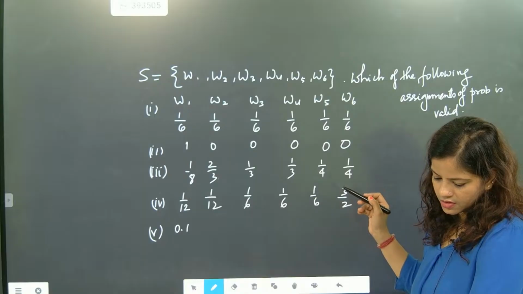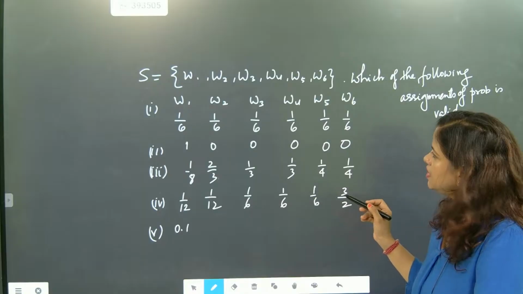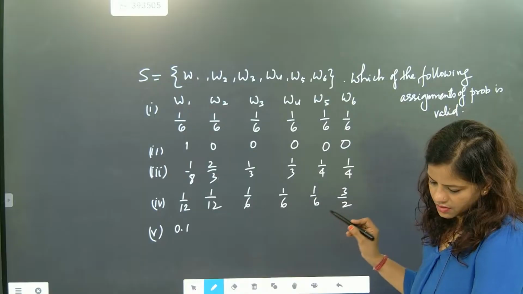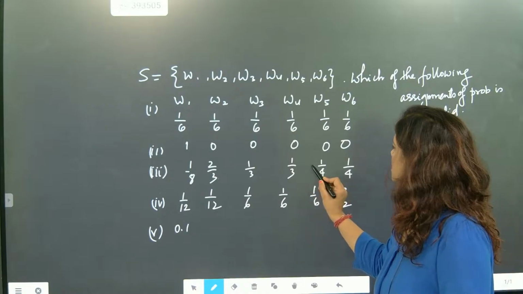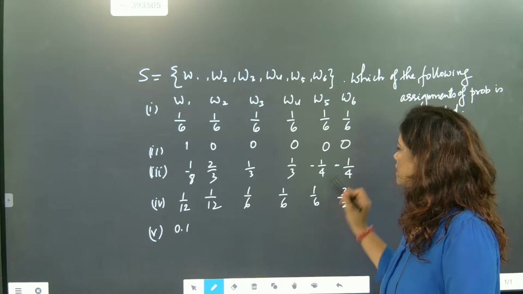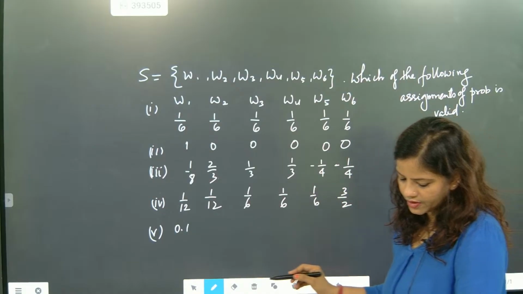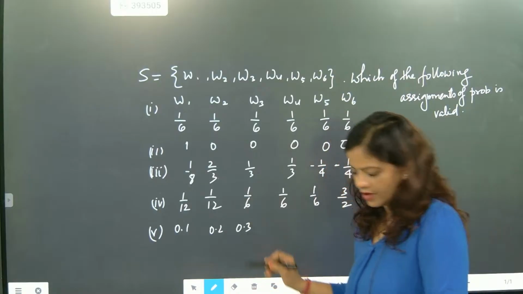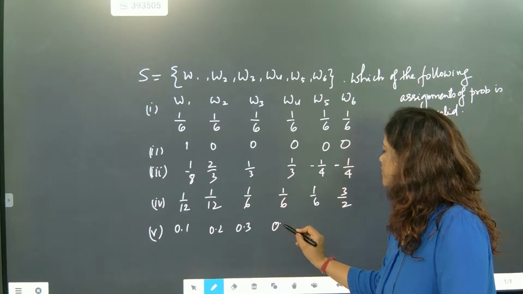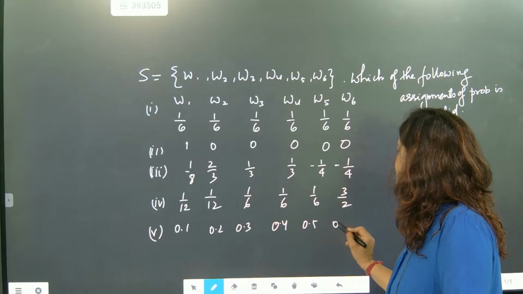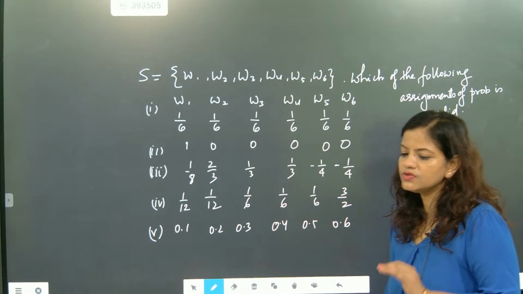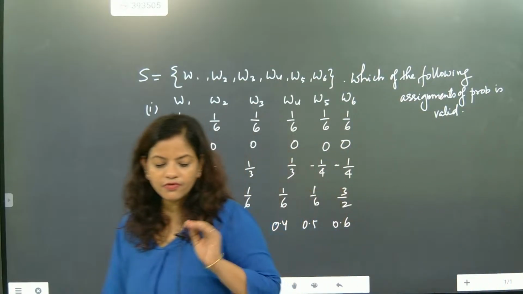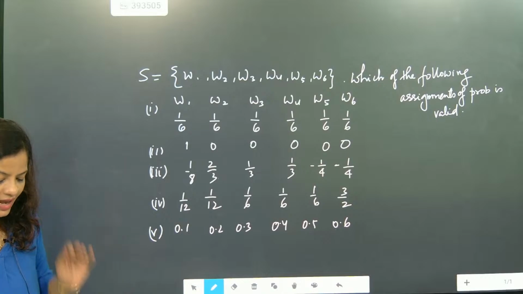Okay, 1, 2, 3, 0.1, 0.2, 0.3, 0.4, 0.5 and 0.6. Now we need to check which of the following assignments are valid actually.